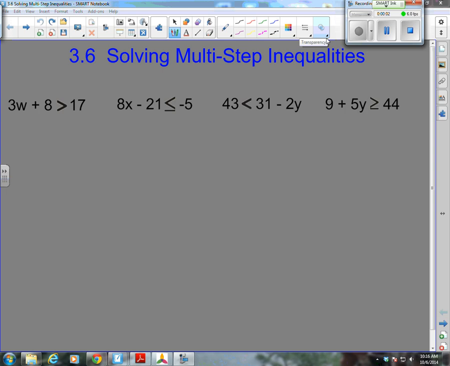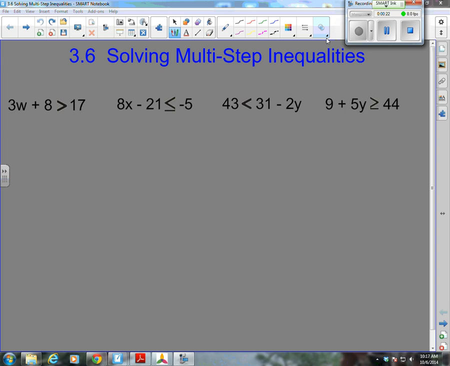Today we're looking at 3.6, solving multi-step inequalities. Again, it's not really anything new for you, except that we're just putting multiple step equations together with inequalities. And so instead of an equal sign, we've got an inequality, but the steps are pretty much the same.